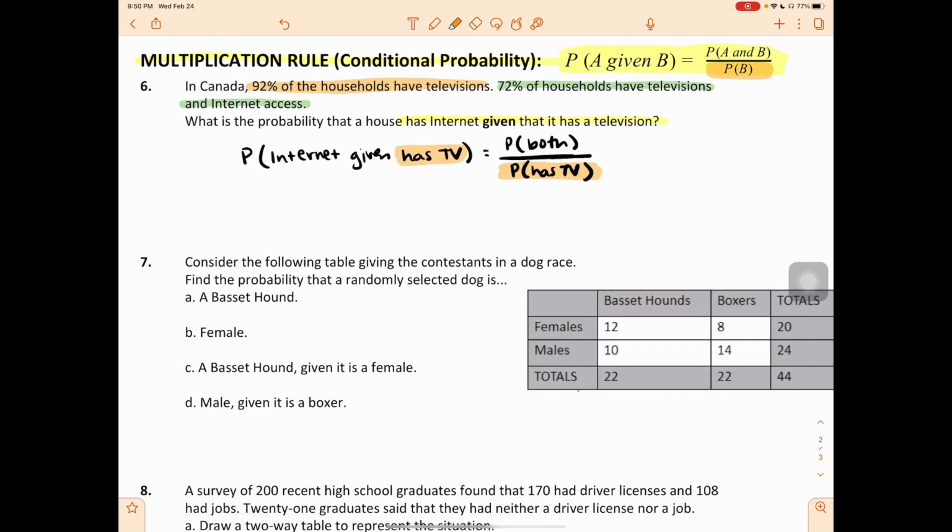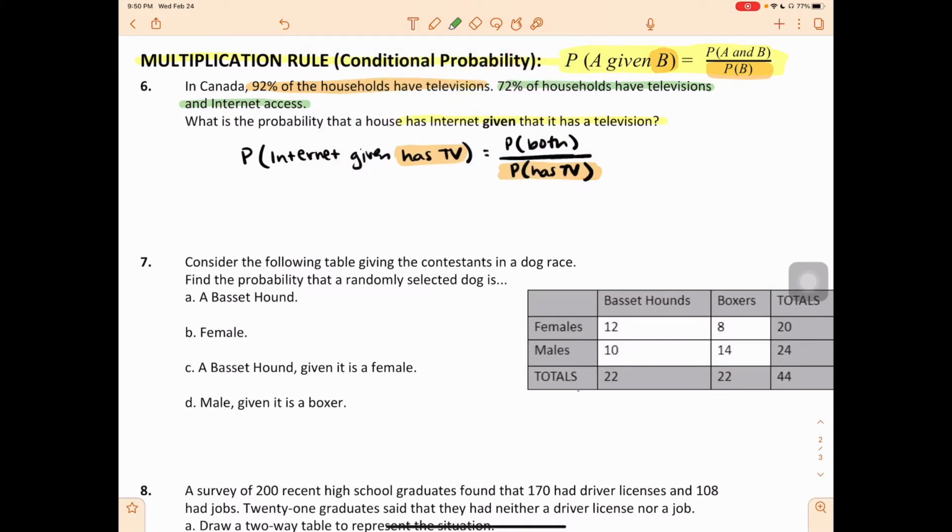Given has TV. Whatever you're given goes on the bottom every single time because that's the information you're given and that's what you're focusing on, okay? Only the people who have that. So we're only looking at those people who have a TV, and that's why it's on the bottom, because the total number of people we're looking at is right there. And it is written as a percentage. So it's 92 out of 100 people who have a TV. That's who we're looking at there, okay?